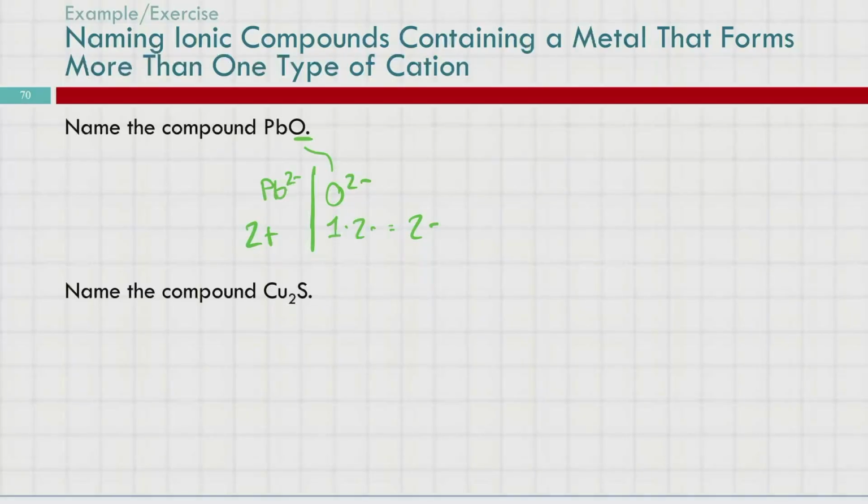So it's Pb 2+. Since we only have one lead, the 2+ balances out the 2 negative. So we've got the charge on our lead. We need the charge so that we can name it. So it's lead. How do we specify that it's a 2 positive charge?